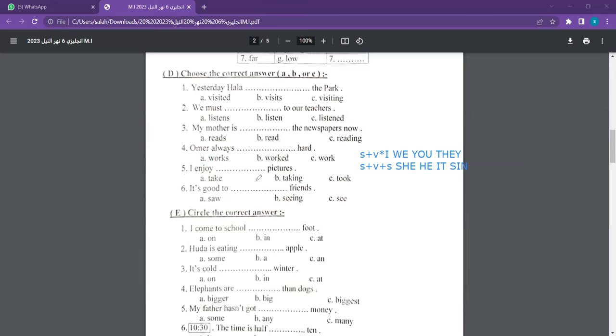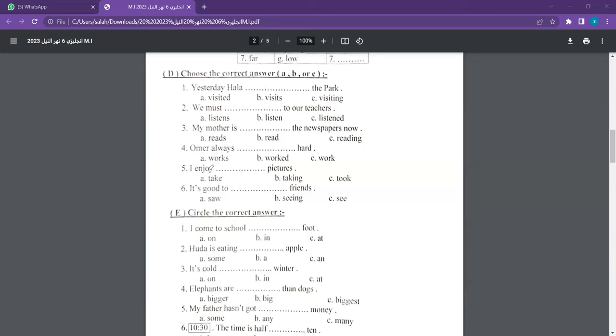Number five: I enjoy dash pictures. Take, taking, took. Enjoy means what? This is a gerund. Do you remember the gerund? After enjoy, the verb will come with ing because this is a gerund. I enjoy swimming. I enjoy eating. I enjoy going to the market. Which one is right now? I enjoy taking, took pictures. Which one is right? Taking. I enjoy taking because this is a gerund.